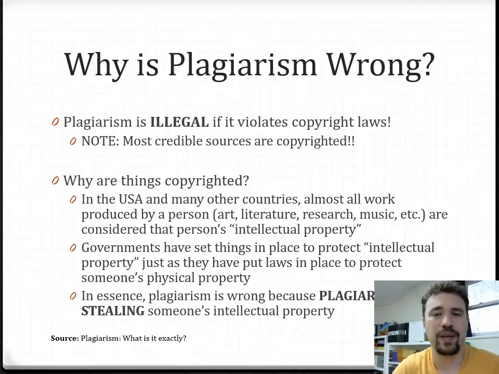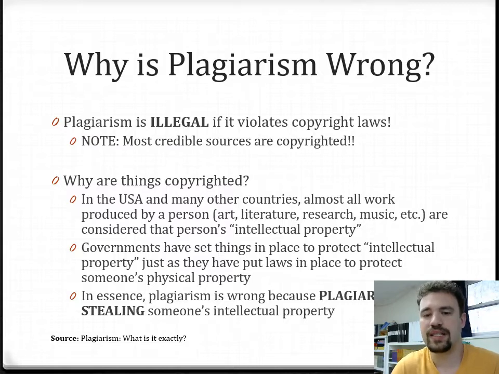Now, why is plagiarism wrong? Well, at one level, plagiarism is illegal if it violates copyright law. And most credible sources are going to be copyrighted at some level. Most sources that are reliable and that you should be using are going to be copyrighted. And so if you are stealing somebody else's ideas and passing them off as your own, that's actually against the law. A lot of countries, including the United States, have laws that state that almost all work that's produced by a person, either art, literature, research, music, movies, and so forth, is considered that person's intellectual property.